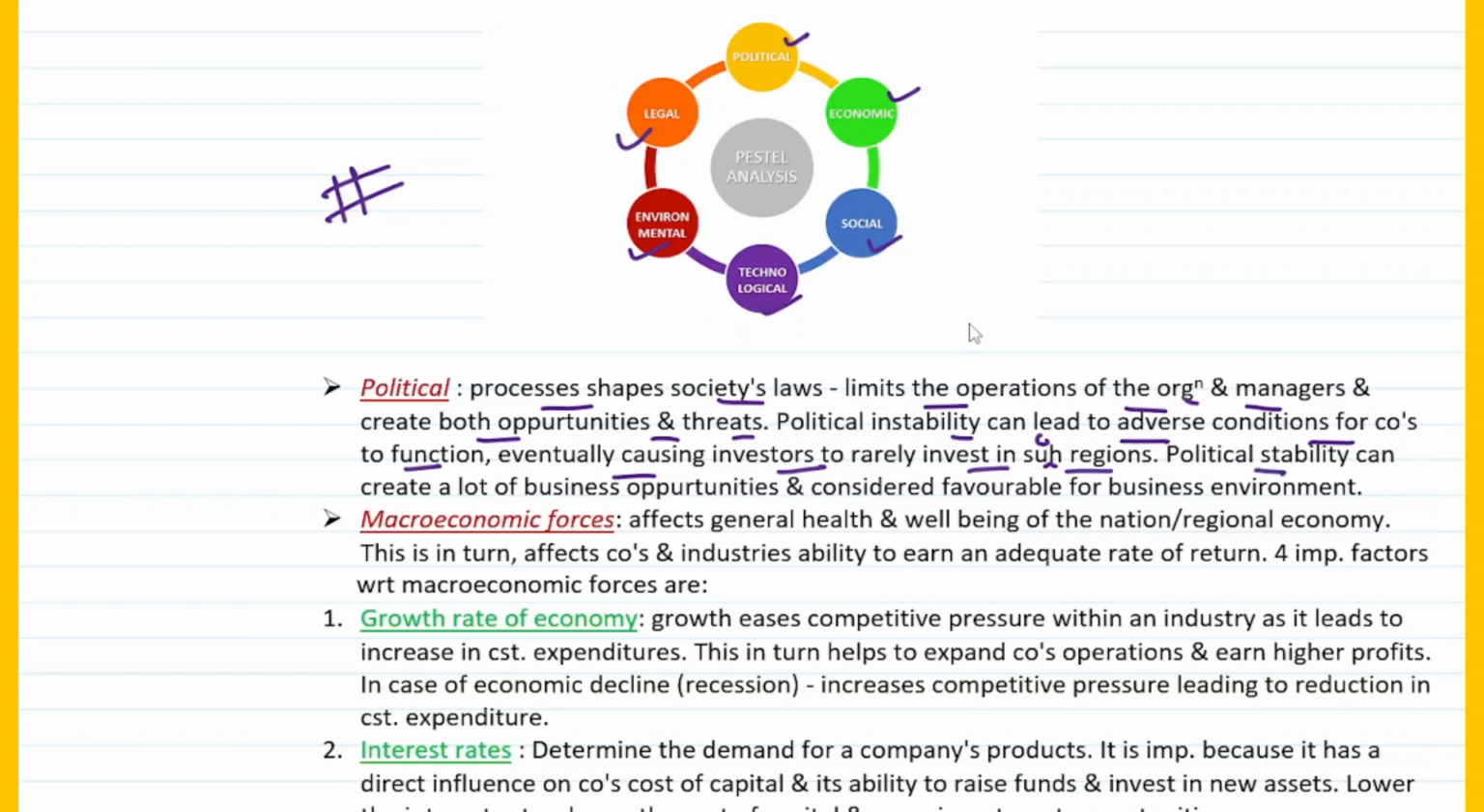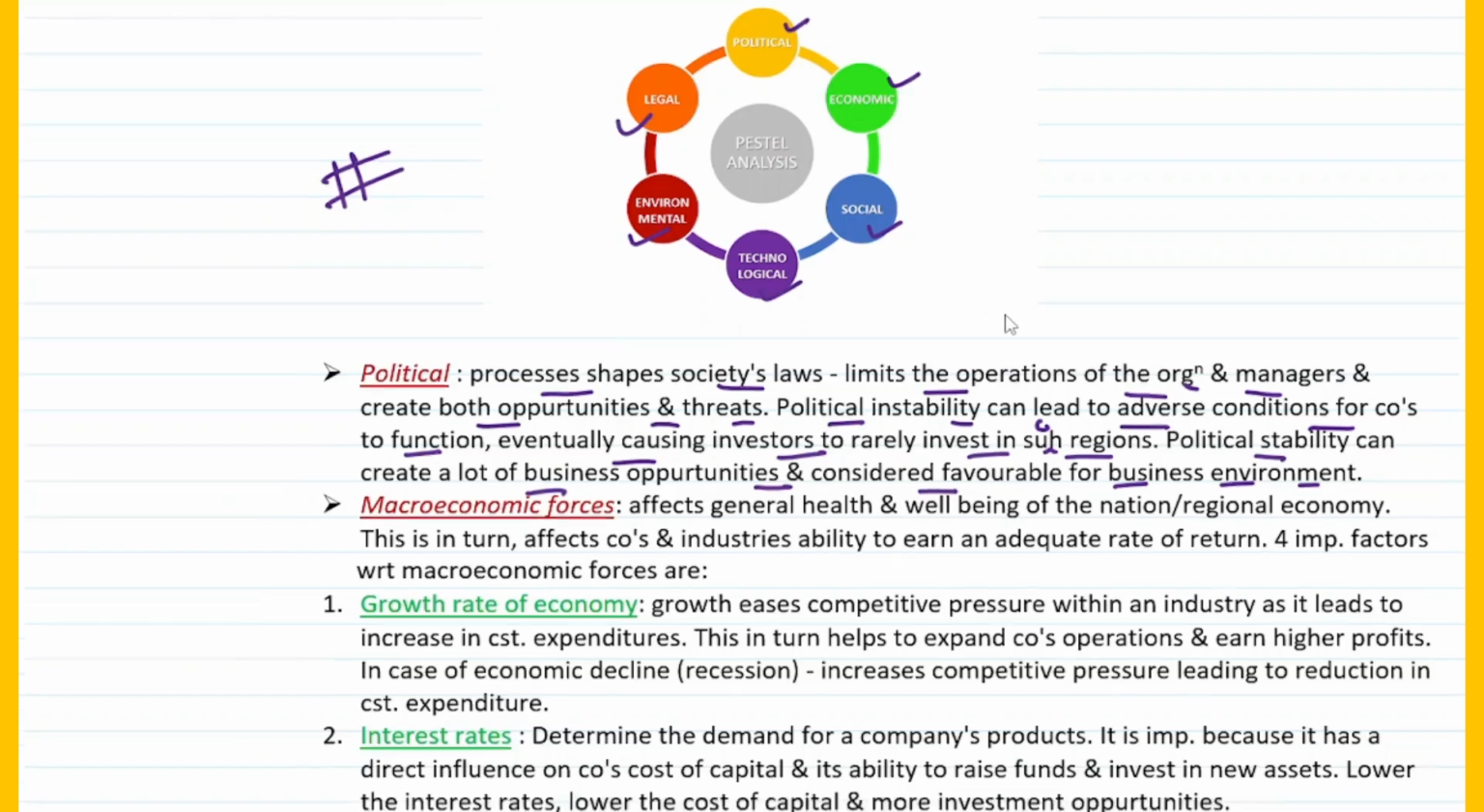Political stability can create a lot of business opportunities and is considered favorable for the business environment. Vice versa, that is absolutely true. So that's what talks about the political processes. Fine. So political processes basically shape the society's laws. Two things that you really need to remember: first of all, political instability, how it can have an adverse effect on the working of an organization in a country, because that will eventually not attract investors. And when we talk about political stability, that can create a lot of business opportunities, and it can be considered favorable for the business environment.